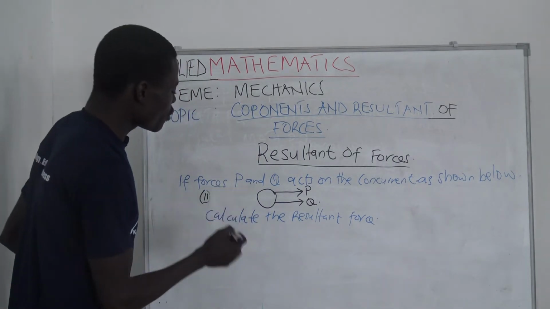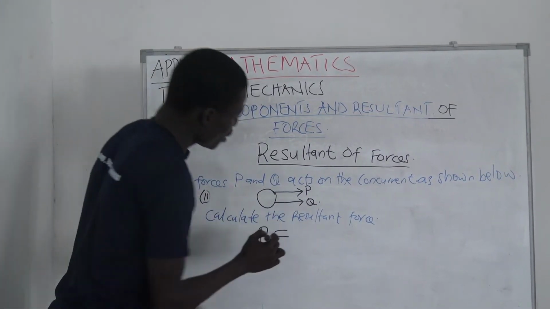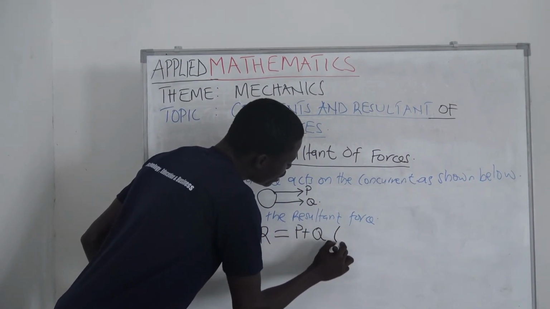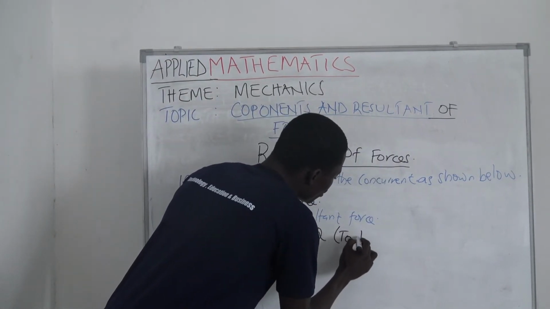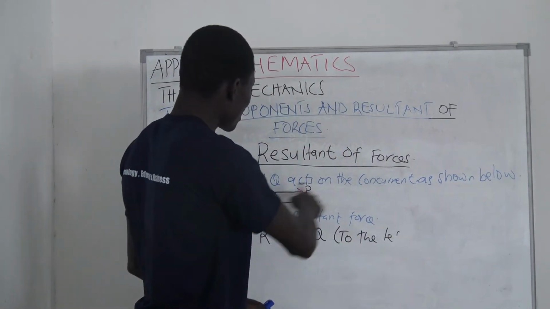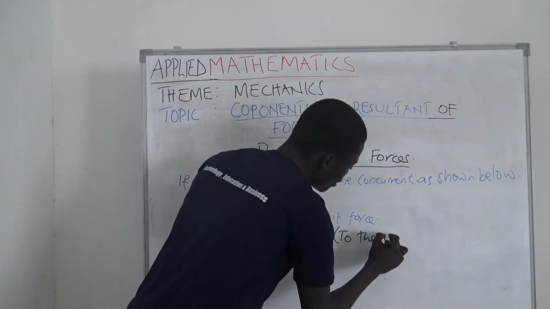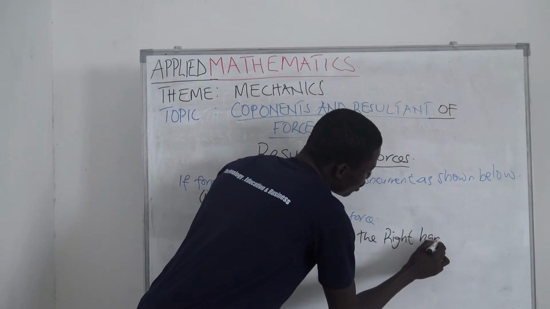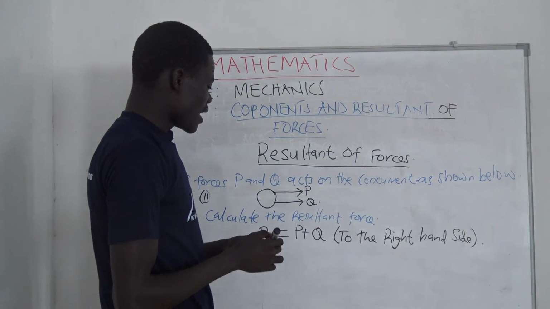So our resultant force R is given by P plus Q. In which direction? We are still moving in the same direction, the resultant will be moving to the right hand side. That's the direction of the force.